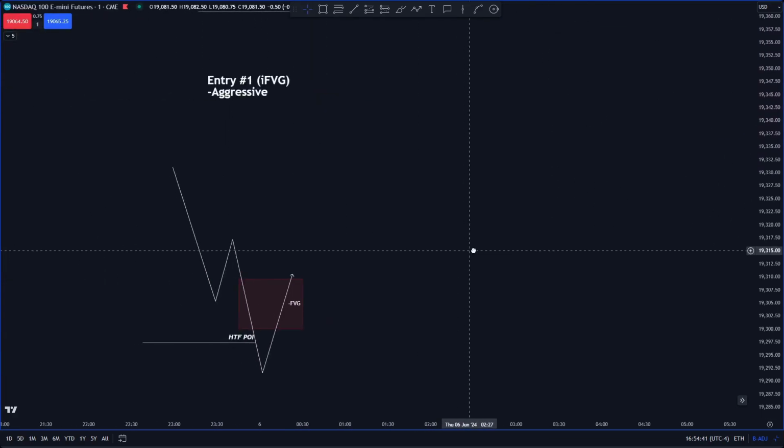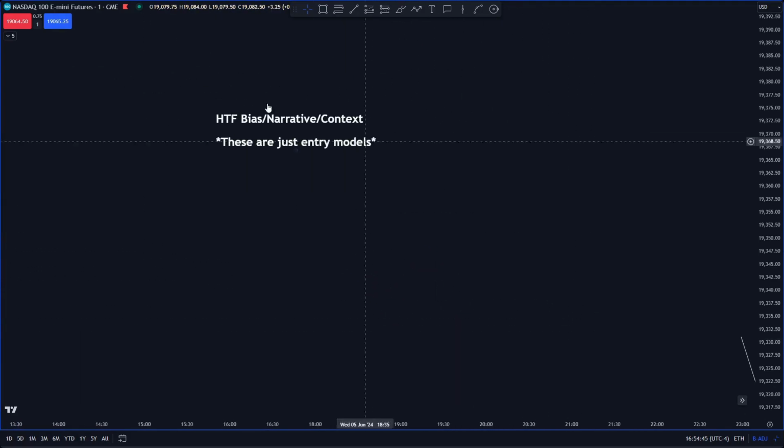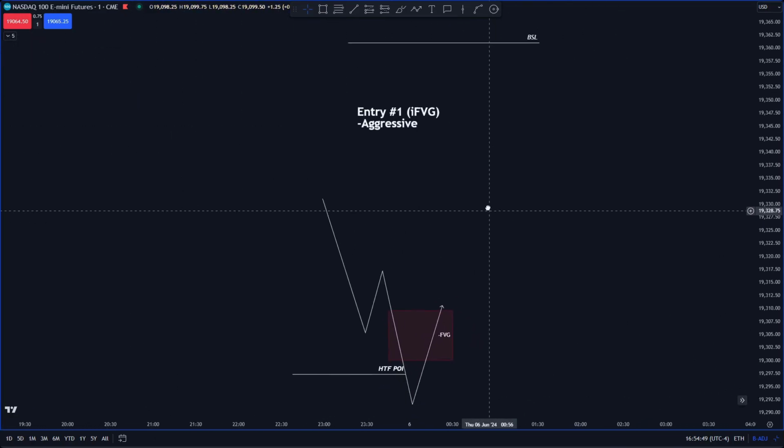All these examples that I'm about to show you are just entries. They are not a reason why you should take a trade or whatever. You need higher time frame context, right? That's the most important part of this. And I'll show you guys examples later.